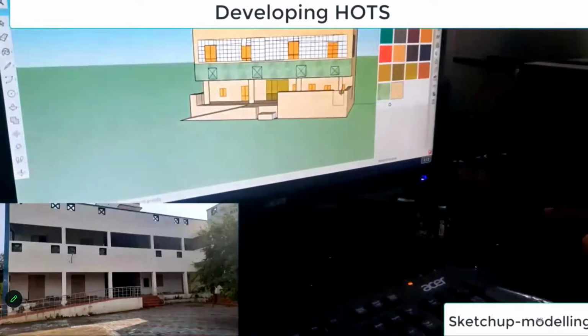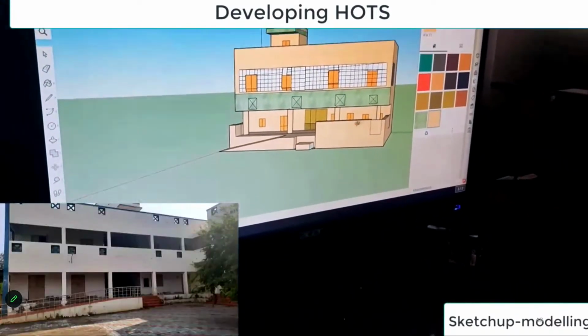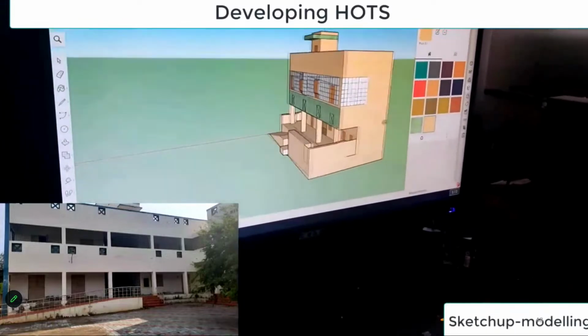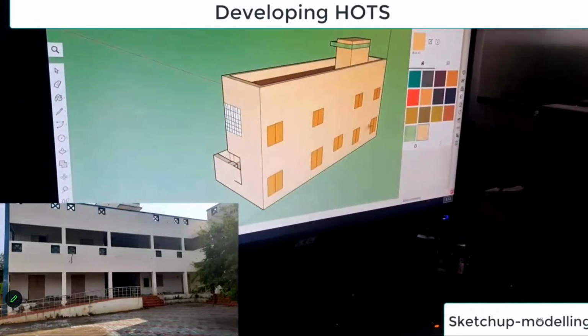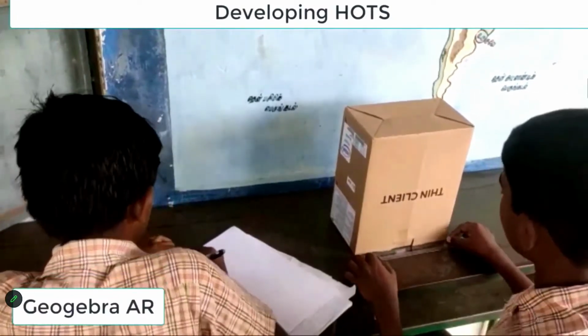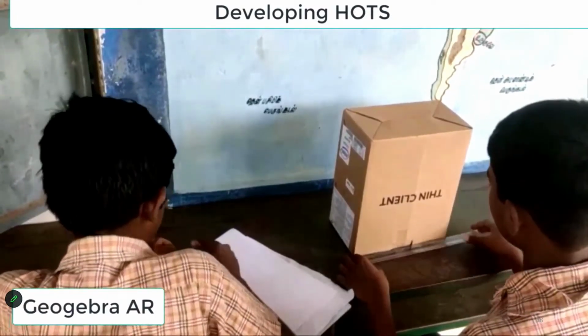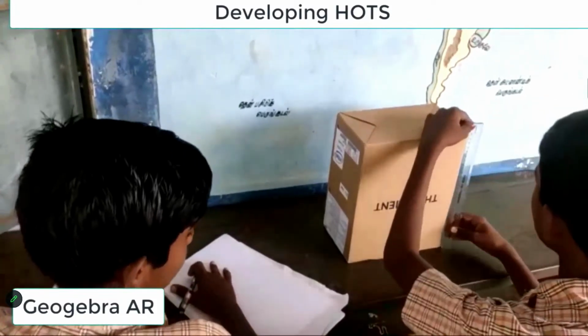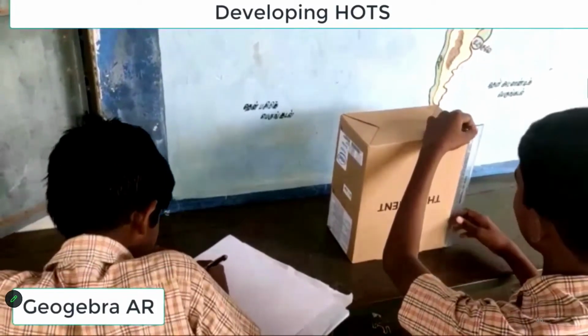We all know Google SketchUp, a tool. For schools, it will be free for school children. They are creating models. This is GeoGebra augmented reality. They are modeling.